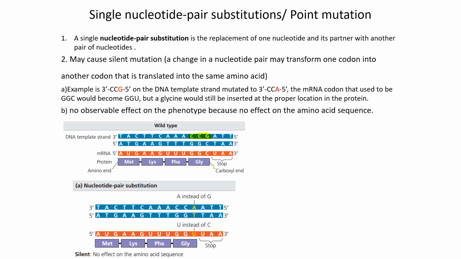CCA. What happened? The G, this one nucleotide pair is being replaced with this pair. The G is replaced with A. Or the base pair GC is replaced with the base pair AT. So the mRNA codon that used to be GGC, it was supposed to be GGC, will become GGU.